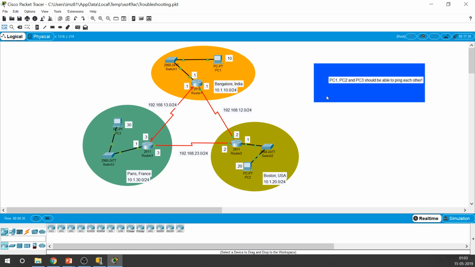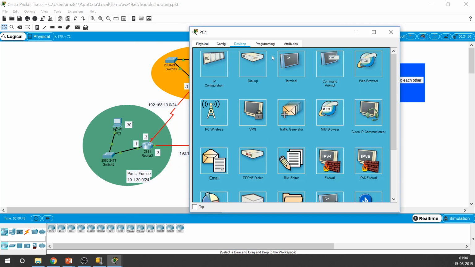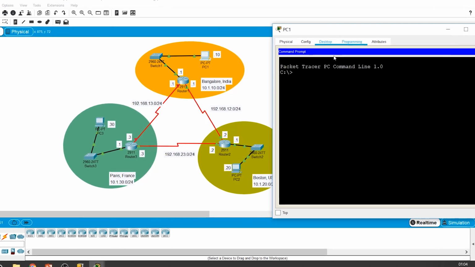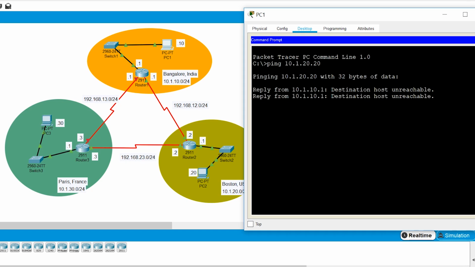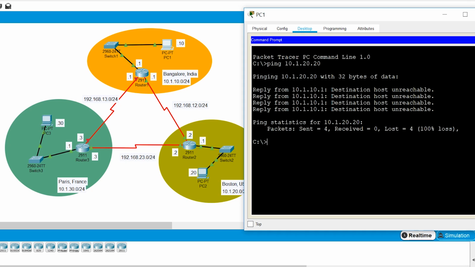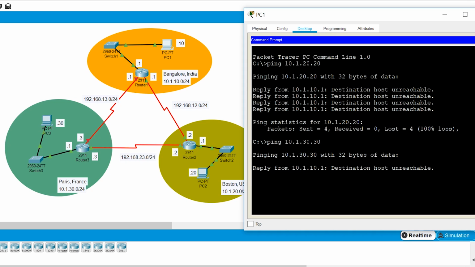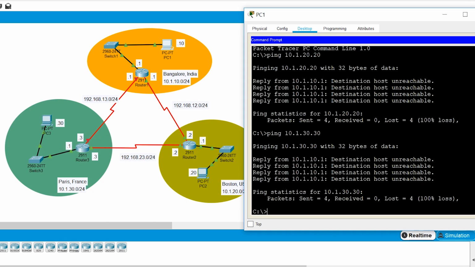The aim of this lab is that the 3 PCs, PC1, PC2 and PC3, should be able to ping each other. Let's see if that's happening at the moment. When I click on PC1, I can go to desktop, command prompt. The IP address for PC2 is 10.1.20.20. When I try pinging, it doesn't work. Let's see if it can ping 30.30, which is PC3. It cannot ping PC3 as well.